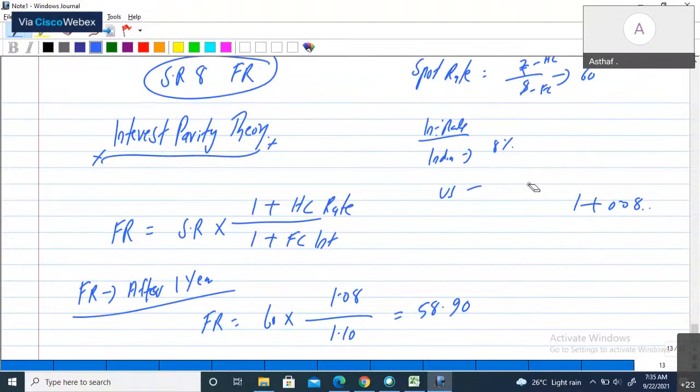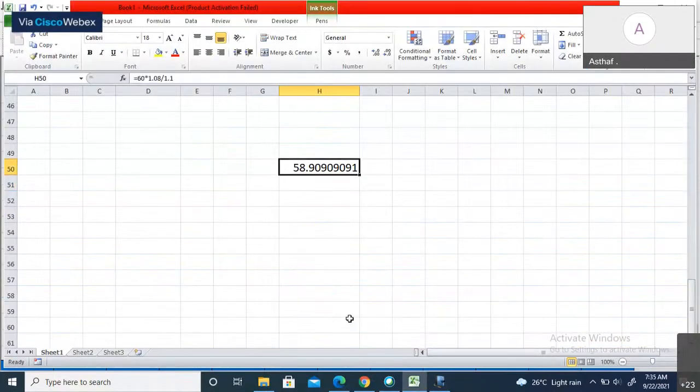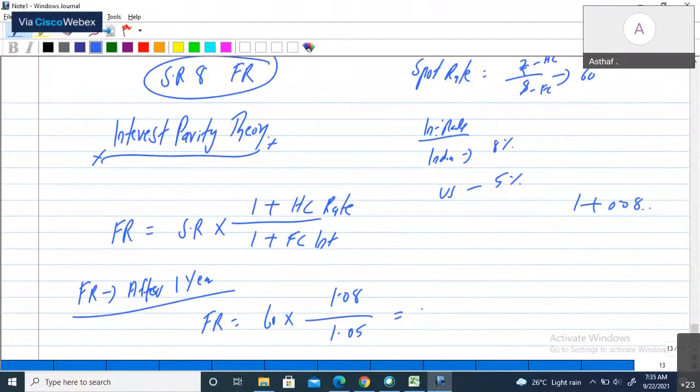Suppose your US rate is 5%. What happens? If it is 5%, this answer will change. The country currency will appreciate. Look here, it becomes 61.7. So the answer will change case to case according to the rate. Now we will discuss the forward rate after 1 year.